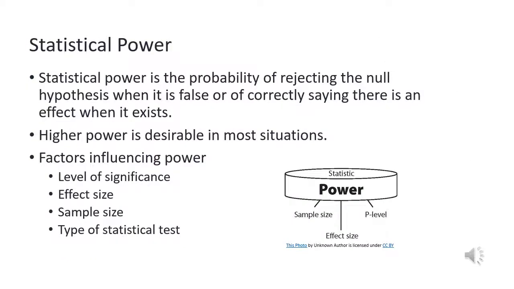So the next thing we need to think about is statistical power. That's the probability of actually rejecting the null hypothesis when it's false, or of correctly saying there is an effect when it exists. Higher power is desirable in most situations, and there are a variety of things that influence power: the level of significance, which we've talked about, the effect size, the sample size, and the type of statistical test. So right now we're going to talk a little bit about sample size, because this is really important, and there's a variety of ways of doing power analyses in order to determine the correct sample size.